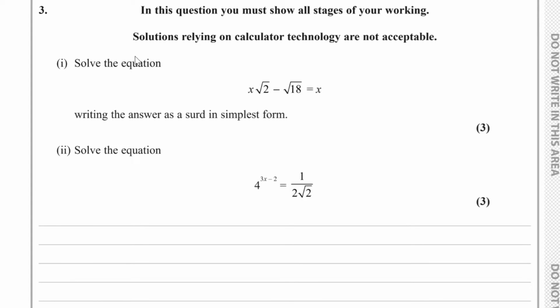Question number 3. In this question, you must show all stages of your working, and solutions relying on calculator technology are not acceptable. For the first part, we have to solve the equation x times by root 2 minus root 18 equals x, writing the answer in simplest form. So what we have over here is root 2 x minus root 18, and this is equal to x.